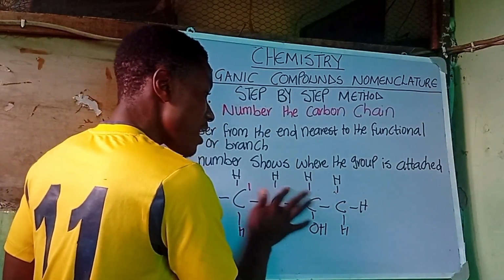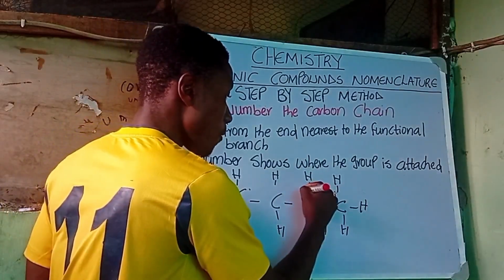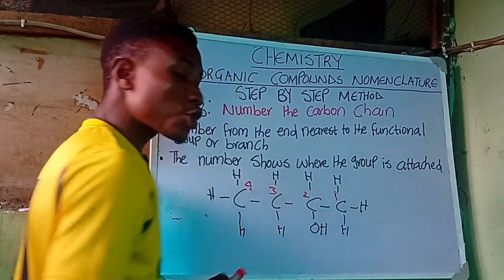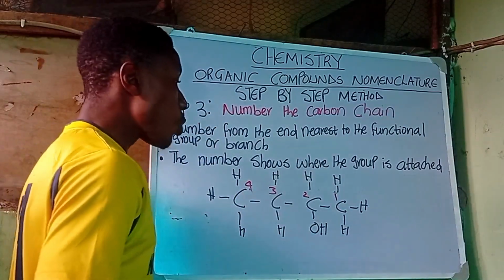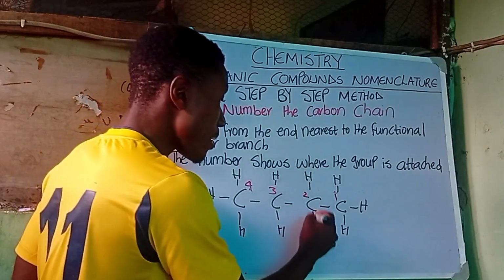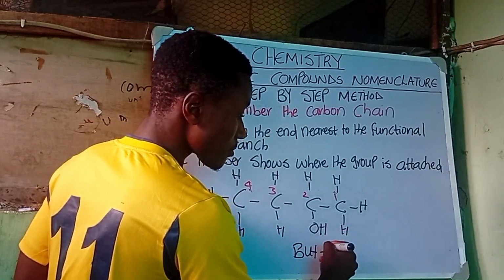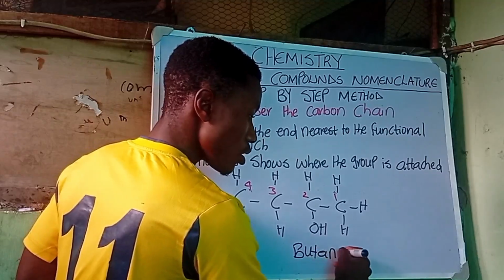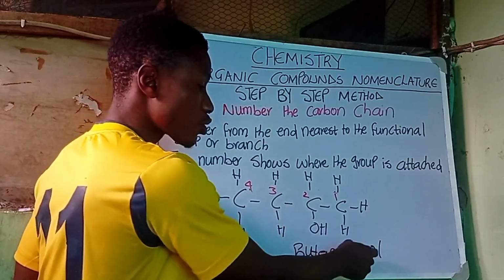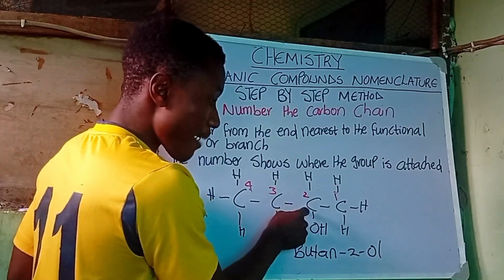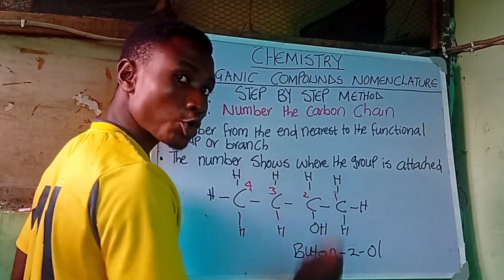So at this point in time, instead of saying 1, 2, 3, 4, we rather start from here and we say 1, 2, 3, 4, giving the functional group the least possible number, which is number 2. So if we want to name this right now, using the parent name, we say butan-2-ol. So this is butan-2-ol, butan, carbon number 2 and the word "ol", because it is at carbon number 2 that we find the functional group.